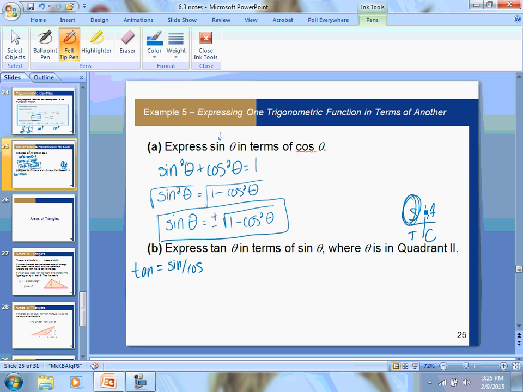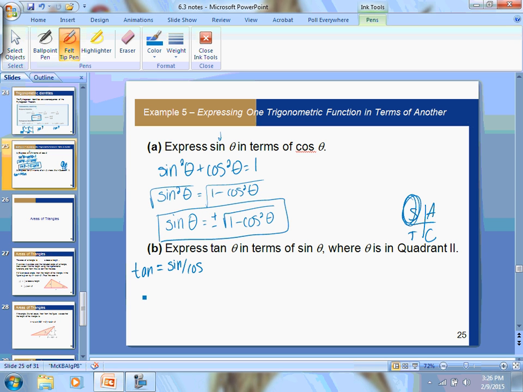Now, we have tangent, and it's sort of expressed in terms of sine already, but we only have sine in the numerator. We got to get rid of this cosine in the denominator. Okay? And somehow we've got to change that cosine into a sine. Well, the Pythagorean identity that we have to do that is right here. Sine squared plus cosine squared equals 1.